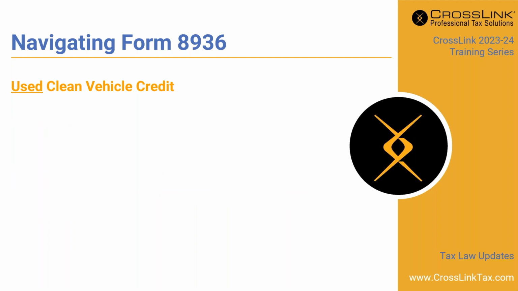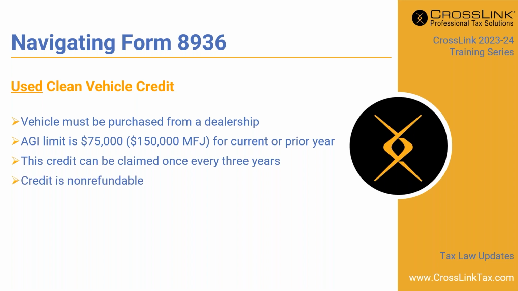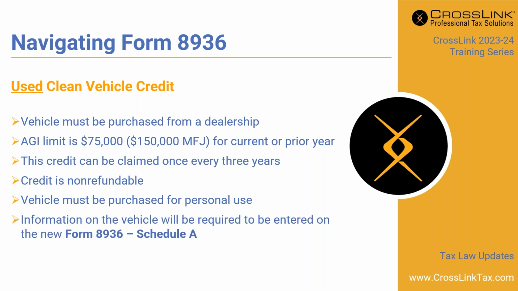Other information as it pertains to the used clean vehicle credit: the vehicle must be purchased from a dealership. Can't be from private party to private party. The adjusted gross income of the purchaser must be $75,000, or $150,000 for married filing jointly, for the current or prior year. And this credit can be claimed once every 3 years. Additionally, the credit is non-refundable. The vehicle must be purchased for personal use, not to turn around and be used as a taxi or Uber service. And information on the vehicle will be required to be entered on that same Form 8936 Schedule A.